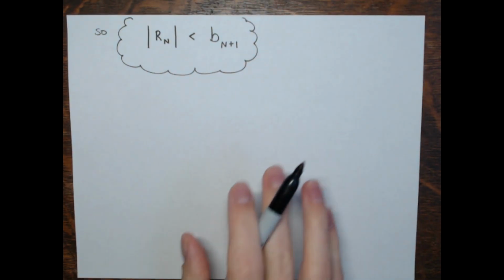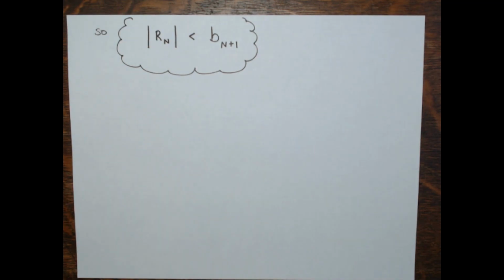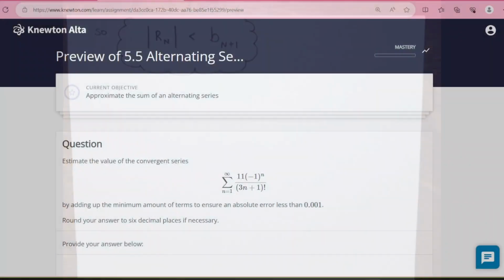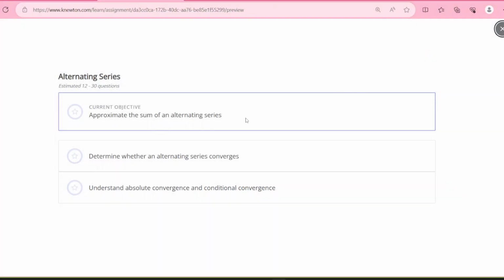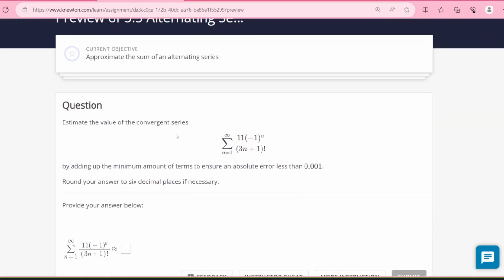Right, and let's actually now apply this to the example we were given, right? So finally getting to the example here, 20 minutes in, but I've explained all the stuff that's going to apply to these first two objectives about alternating series. So we're asked to estimate the value of the convergent series. So you see they tell us this is convergent by adding up the minimum amount of terms to ensure an absolute error less than 0.001. Round your answer to 6 decimal places if necessary. So we'll do this here.